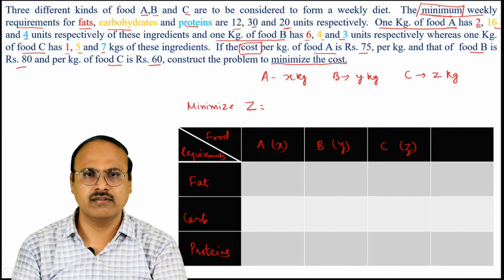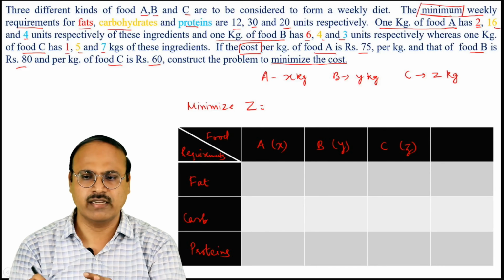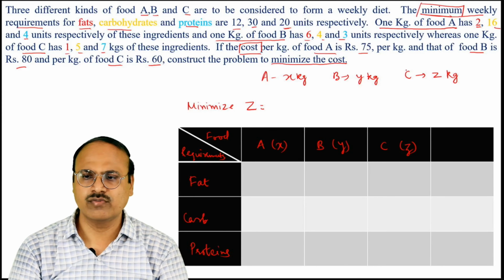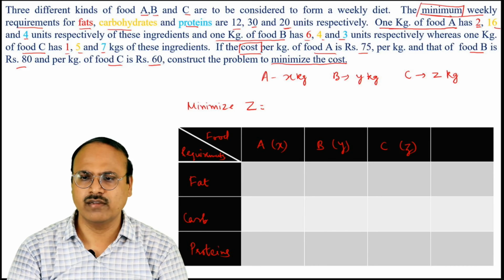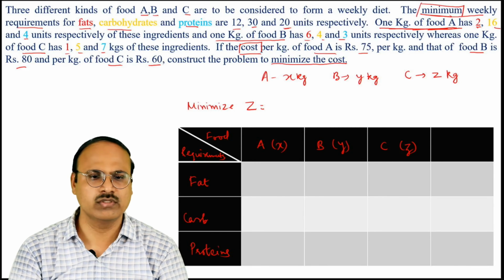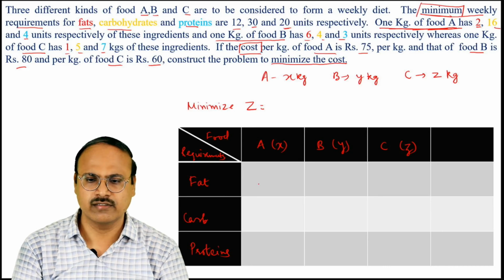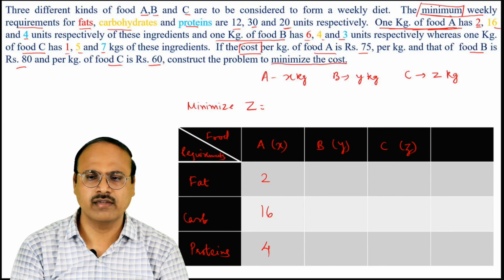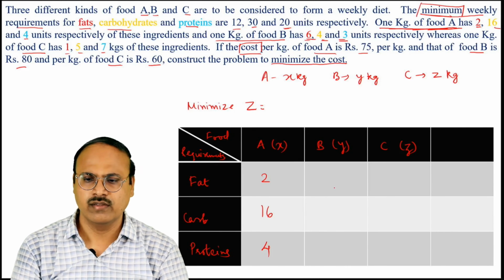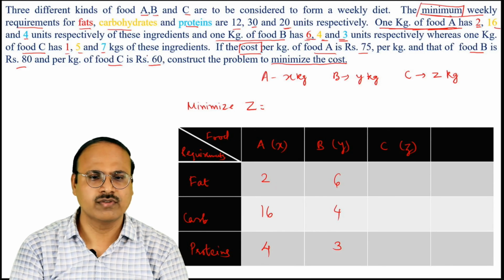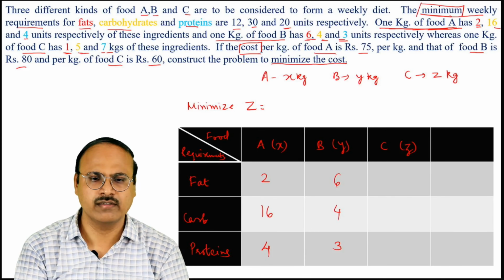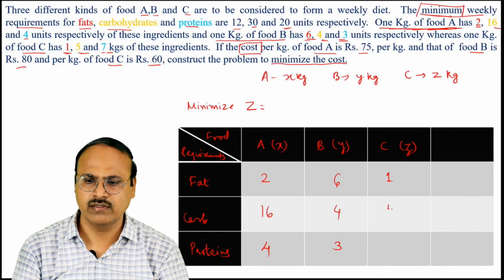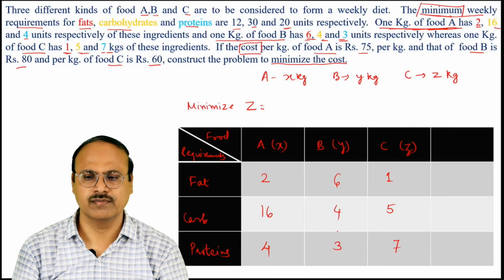Let us fill the columns and the row entries which are there in the center. So 1 kg of food A has, as it is given here, 2, 16 and 4 units of these ingredients. So 2, 16 and 4. In case of food B, it is given as 6, 4 and 3. So we have 6, 4 and 3. And in case of C, it is given as 1, 5 and 7. So we have 1, 5 and 7.